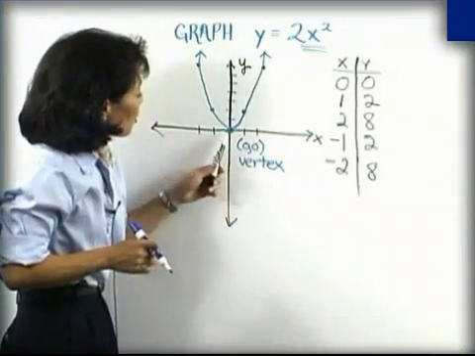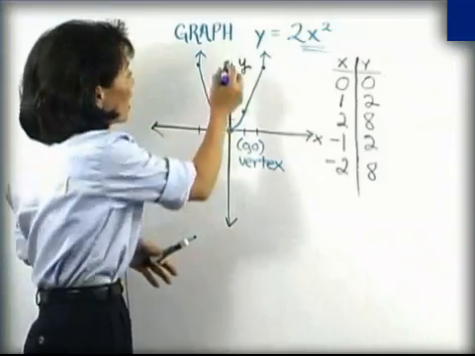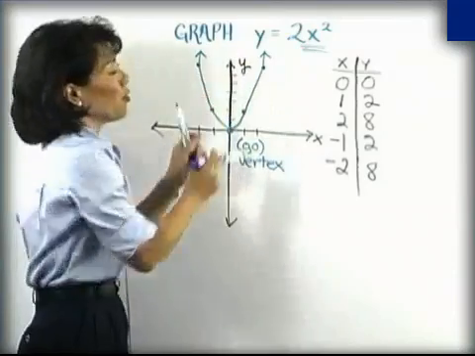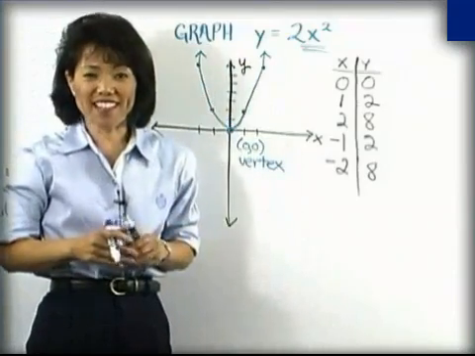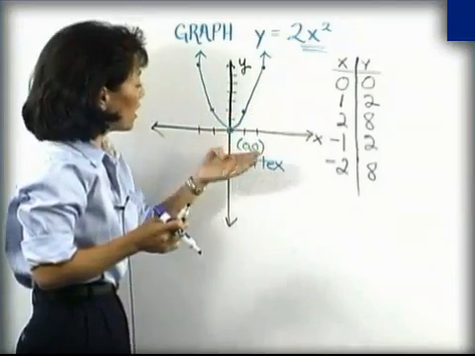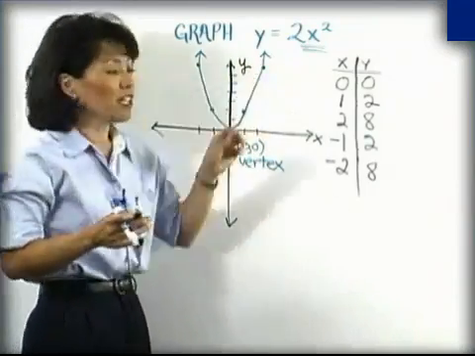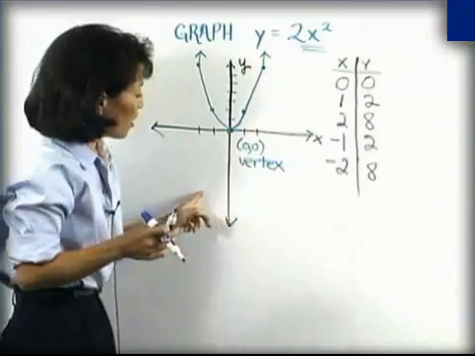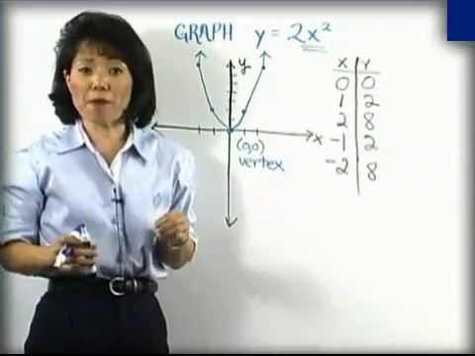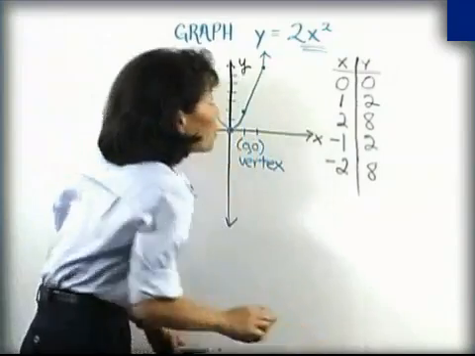So besides the vertex, the other important property of this parabola is that if I were to fold it here along the y-axis, notice that both sides would match up. This is the property of being symmetric. So our parabola is symmetric, and it has a lowest point if it's facing upward. We could have parabolas that go in the opposite direction. If it does, then we say we have a maximum point. That's the basics of drawing a parabola.